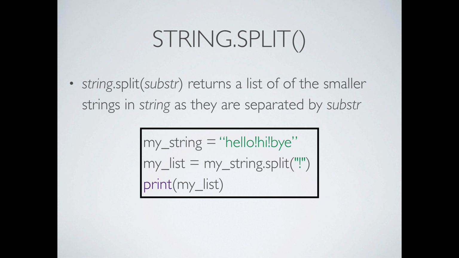So here's an example. The string we start out with is the string hello, exclamation point, hi, exclamation point, and bye. And then I say, let's go ahead and have a new variable, myList. Now again, remember string.split, you start with a string and you get a list back. I say, go ahead and split my string among the exclamation marks. The cool thing about split is you can give it any string in the middle and it'll split along that. Now, if I print my list, it will print the smaller strings, the substrings that were separated by those exclamation marks. And you'll see again that they're in a list.